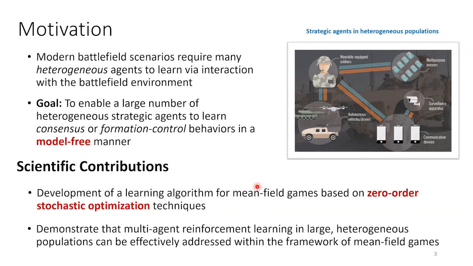The contribution of this work is that we develop a learning algorithm for mean field games based on zero-order stochastic optimization techniques. And we demonstrate that multi-agent reinforcement learning in large populations can be effectively addressed within the framework of mean field games. So we are using mean field games to learn equilibria, which are useful for multi-agent reinforcement learning. So let's move on with the presentation.